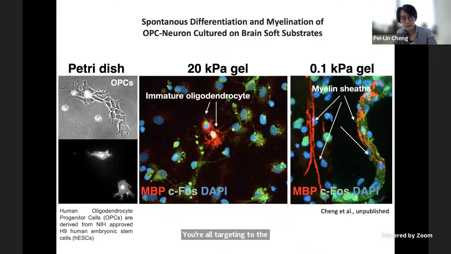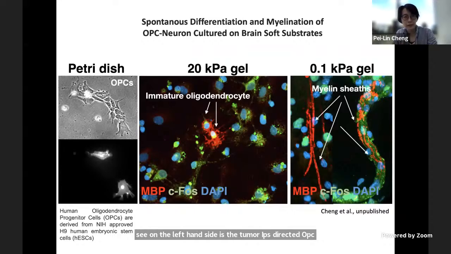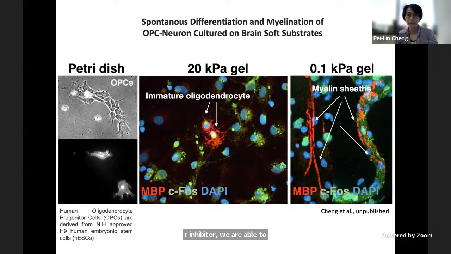So in the last three slides, I would like to share with you how this soft mechanical microenvironment can promote oligodendrocyte precursor differentiation, as well as myelination. Here you can see on the left-hand side is the human iPS-derived OPC culture on the tissue culture dish, and we can tell from the morphology that all of them remain undifferentiated. But if we co-culture them with neurons grown on different stiffness substrates, without adding any glial differentiation growth factor or inhibitor, we are able to observe this spontaneous differentiation of the oligodendrocyte precursor into oligodendrocyte.